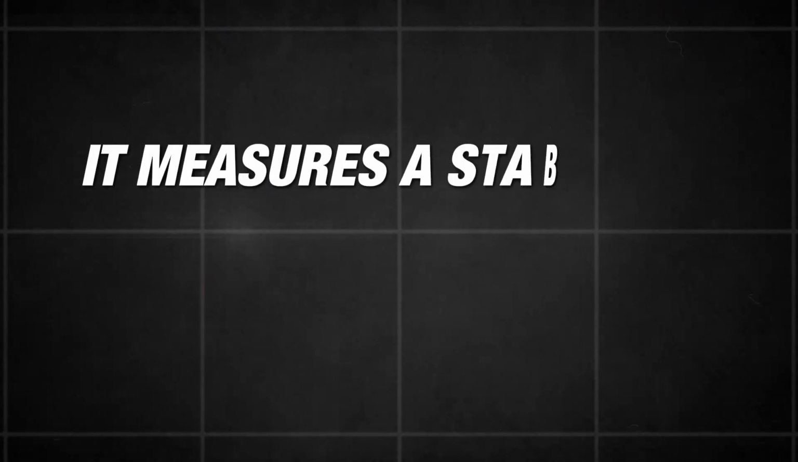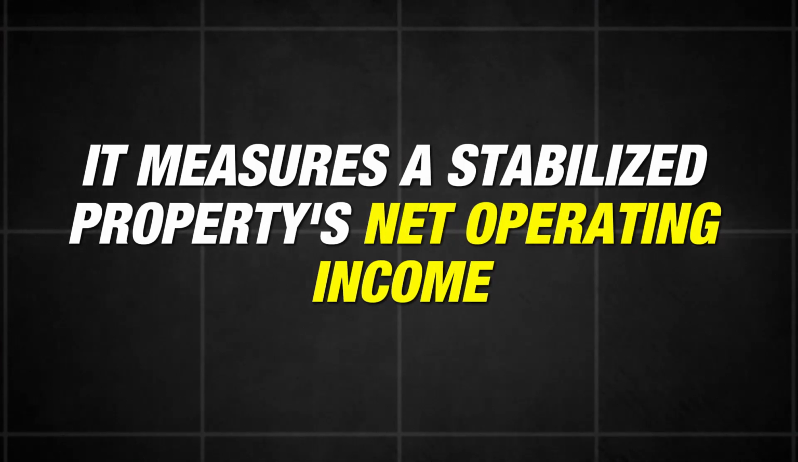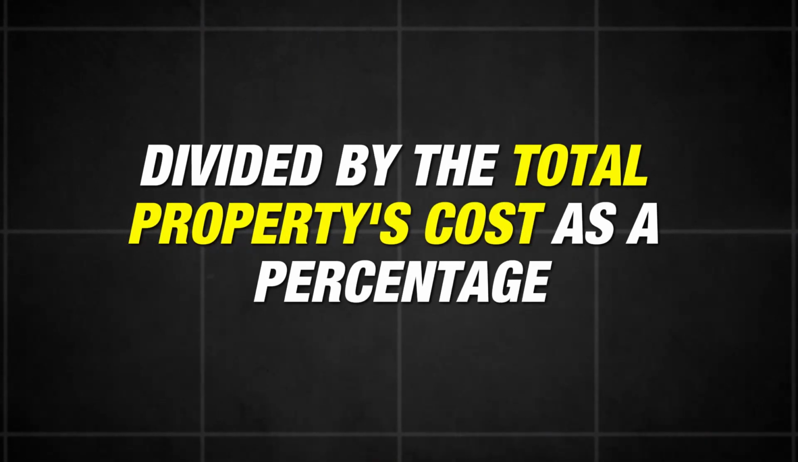Let's get started. Yield on cost is a key metric that we regularly use when underwriting properties, and it is sometimes referred to as the development yield or return on cost. It measures a stabilized property's net operating income divided by the total property's cost as a percentage. For example, you purchase a property for $800,000, you invest $200,000, making the total property cost $1 million. It generates $80,000 per year once it is stabilized. The yield on cost would be 8%.